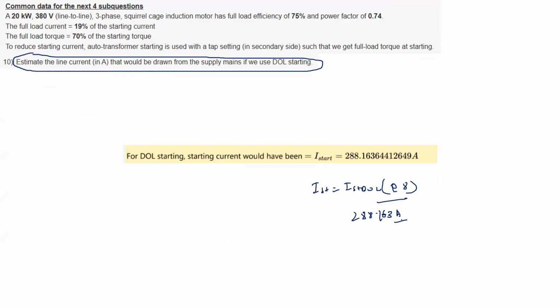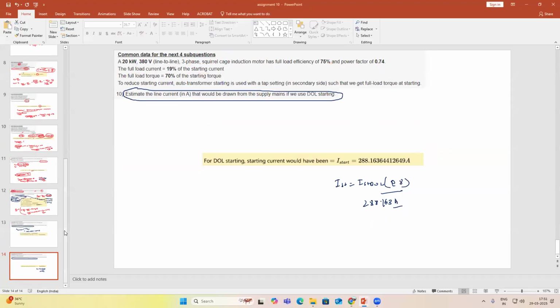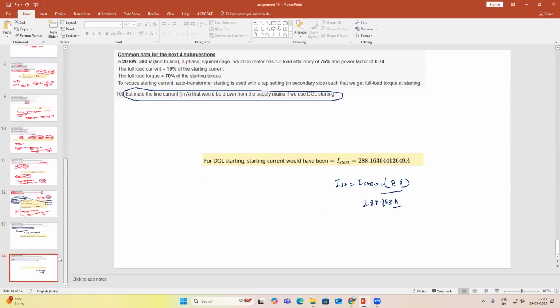Okay, so you can see that this assignment is very simple, right? It's not very tricky. All things are very simple and straightforward. So is there any doubt in all the questions which I discussed right now?